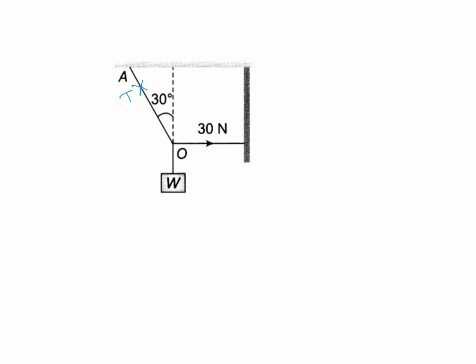We know that the component of tension along this direction is T cos 30, and the component of tension along this direction, we can take as T sin 30. Now from the equation of equilibrium, or the concept of equilibrium, we can write that the net force acting on this should be equal to 0. That means the force acting in the upward direction, which is T cos 30, should be equal to the force acting in the downward direction, which is W.